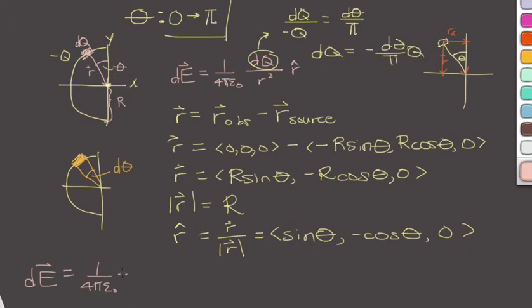Okay, so now let's plug that in right here. So this is going to be times d theta times q, all divided by pi. So there's my dq. So I plugged that in. Now I have to divide by the magnitude of r squared, which is just 1 over capital R squared. And then we have an r hat here, which is sine of theta, negative cosine of theta, 0. Just like that. Okay, so far things are looking really, really good here.